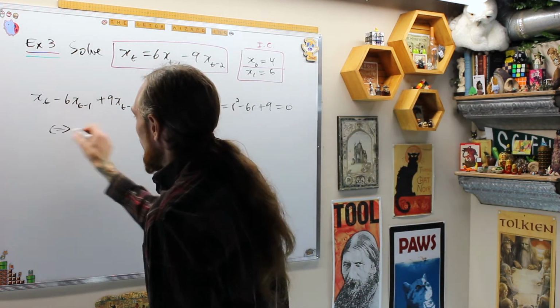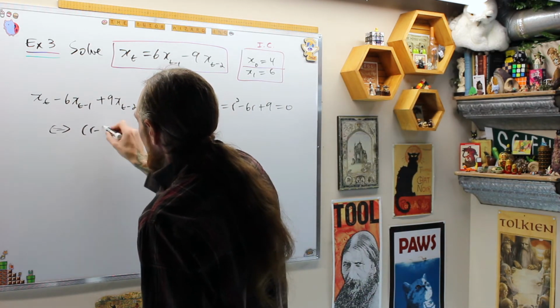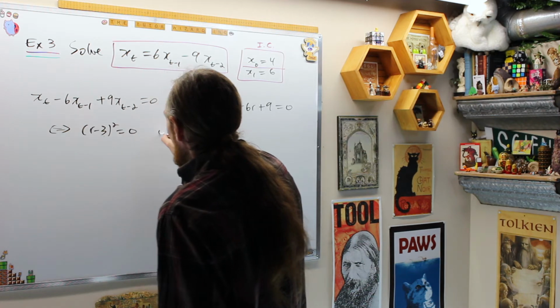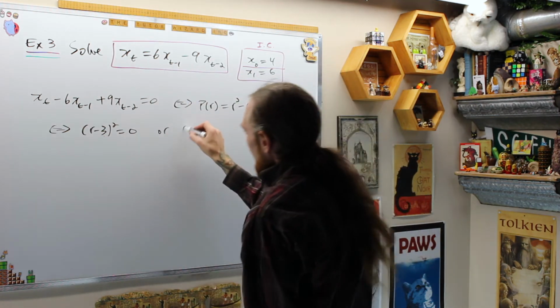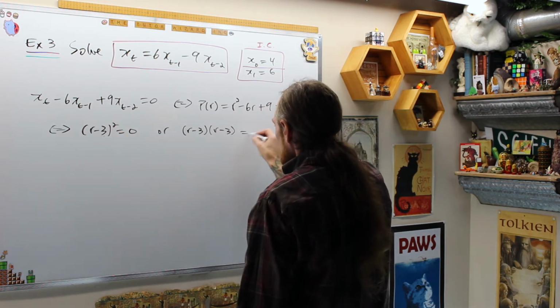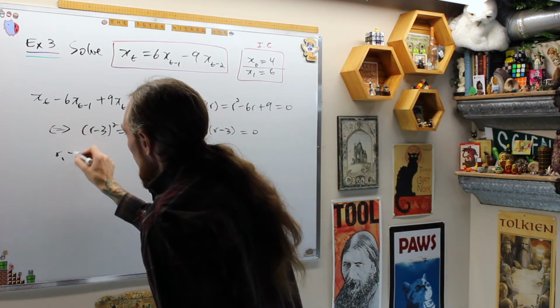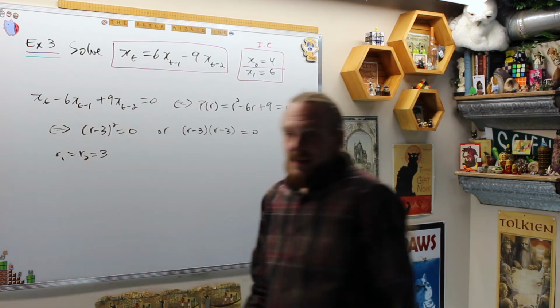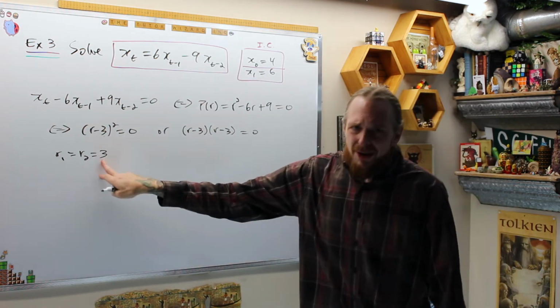So this is if and only if (r minus 3) squared equals 0, or that's the lazy way of writing that. That's why it's a double root. This is (r minus 3) times (r minus 3). Is that what that 2 means? Equals 0. So r1 equals r2 equals 3. In the general theorem, we put equals r, and you're like, why did you do that?